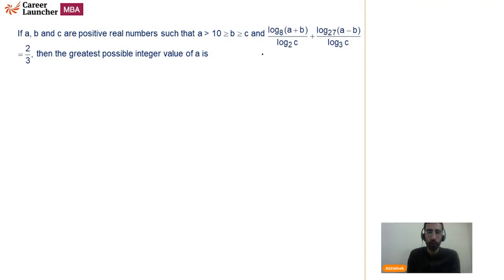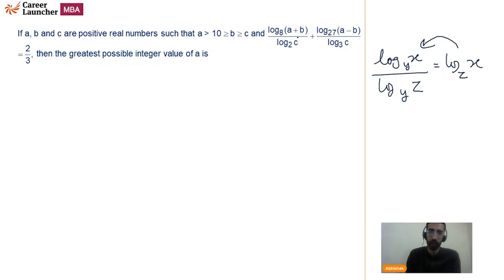I hope you know what to do with this, right? I hope you know this basic rule that log of x to base y upon log of z to base y is log of x to base z. It also works the other way around. Why would we need this? We have 8 here and 2 here.